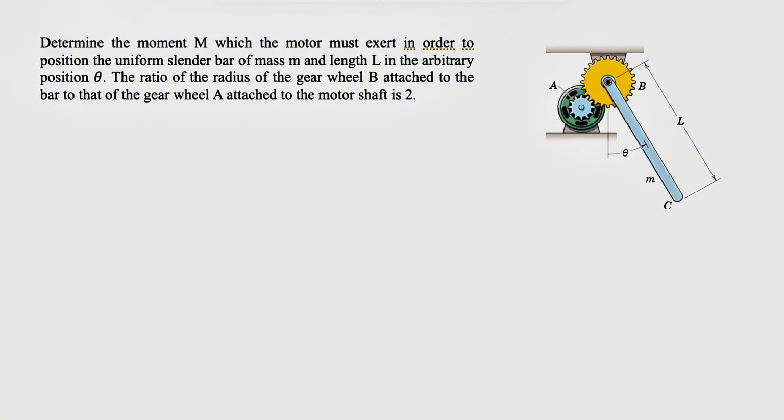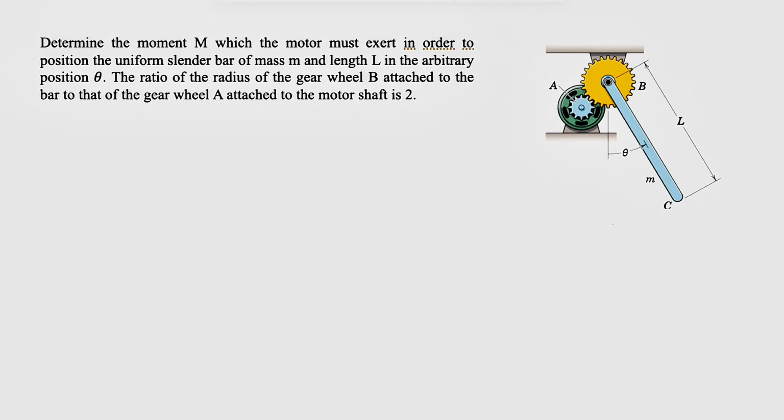So we're talking about this bar of length L in the arbitrary position theta. It has to make this angle theta with the vertical, and we also know the ratio of the radius of the gear attached to the bar to wheel A is 2. Wheel A is going to turn counterclockwise, which makes wheel B turn in this direction, so it holds the bar in this position, which makes angle theta. And obviously we are in equilibrium, so we can use our equilibrium equations.